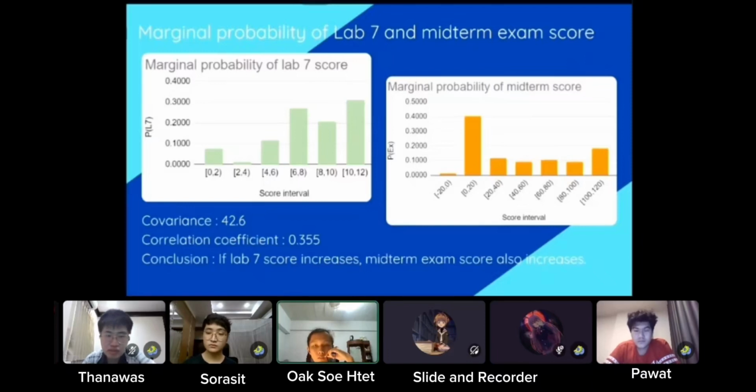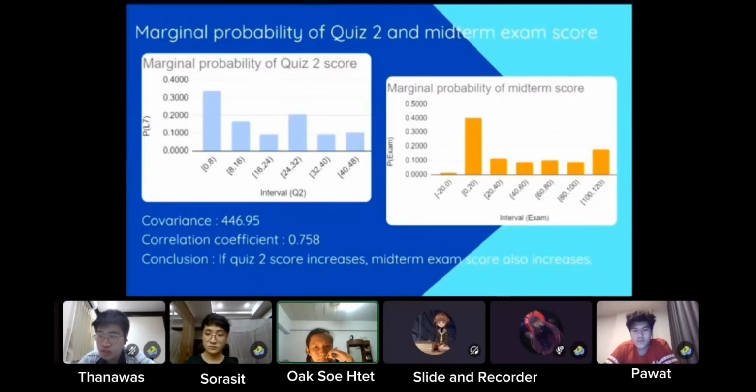On the other hand, for the marginal probability of quiz 2 and exam scores, we can see that the covariance is 446.95 and the correlation coefficient is 0.754, which is much closer to 1. In this, we can see that they line up a lot more, and that if the quiz score increases, the midterm score also increases. This is a much stronger correlation than before.